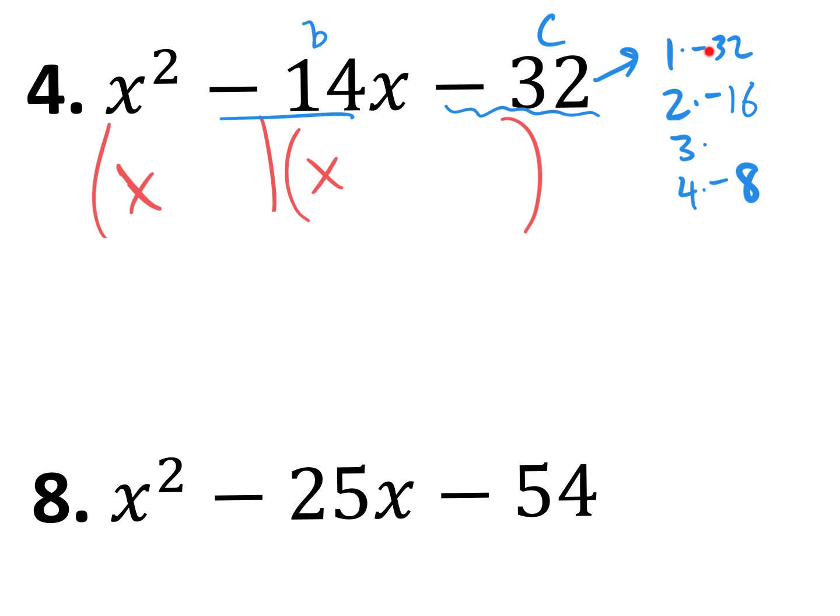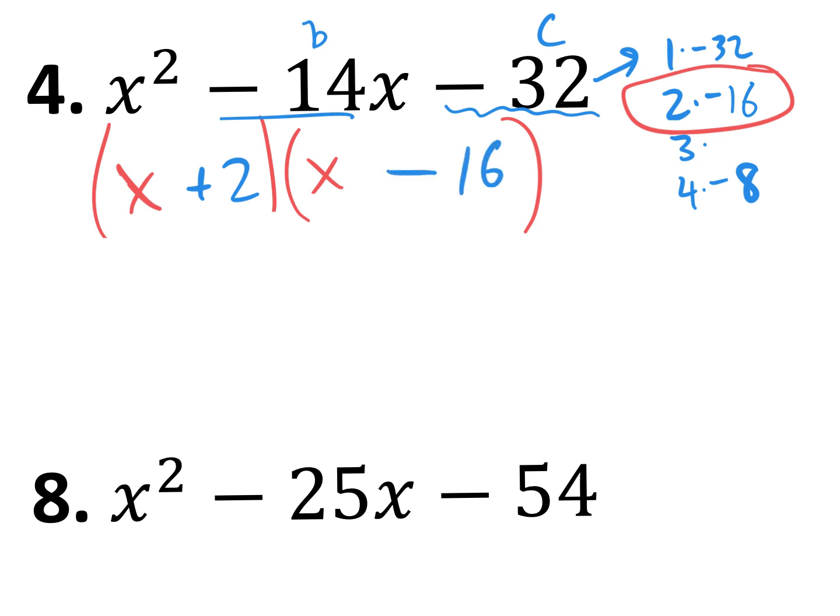Well, if you add 1 plus negative 32, that'll be negative 31. That's not it. If I add positive 2 and negative 16, that gives you negative 14, and that is what we want, exactly those numbers. You don't have to change any signs. So you're going to put a plus 2 right there and a minus 16 right there, and it's factored, right?